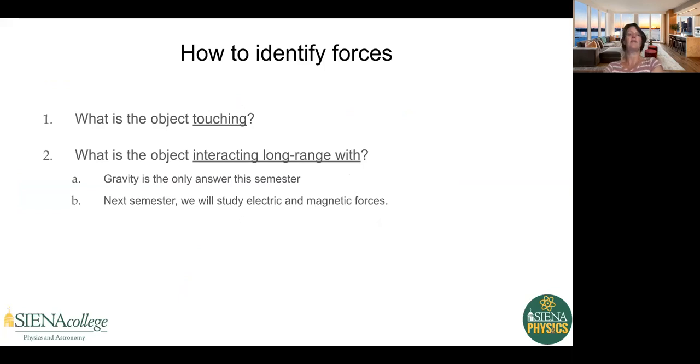So how do we identify forces? Usually there's 2 steps. One is we create a boundary around the object of interest, and then we say, what is the object touching? So what's in contact with the object? And the other one is, what is the object interacting with long range? In this semester, we'll only be talking about gravity, but we'll talk about the long range forces of electric forces and magnetic forces next semester.